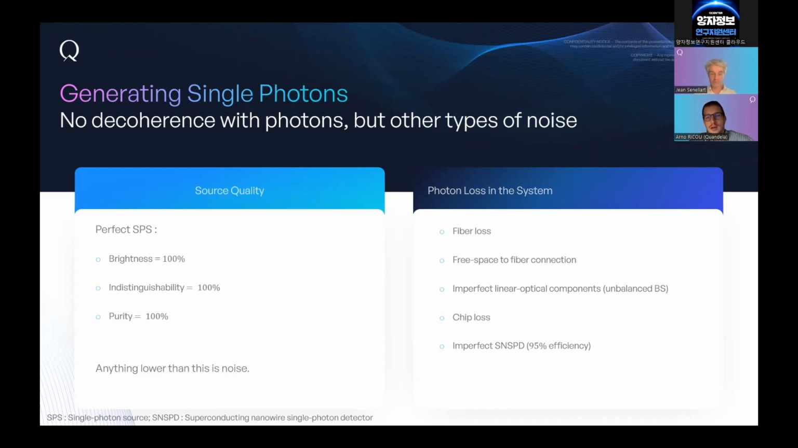Any linear optical element can also absorb some photons. The chip on which we do the quantum computation, which we'll see just after, is also lossy, and last, the detectors. Even though the loss is really low, it is still 5%, so that's not negligible.